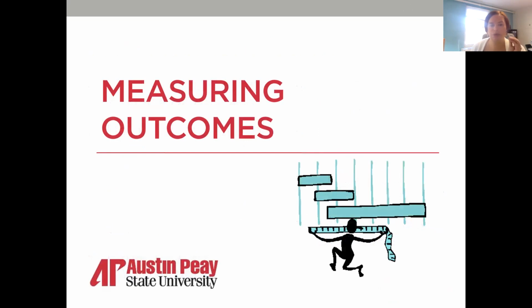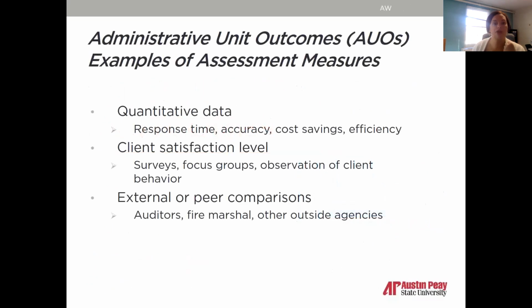So now we want to think a little bit about measuring those outcomes. So once we have the outcomes, we have to be able to measure how well we're doing them. So for administrative outcomes, usually that's things like quantitative data that we collect or that we learn to collect if we're not collecting it already. You know, things like response time or how accurate something is, how efficient something is. You kind of can define how you collect that. A lot of us are collecting different types of counting and stuff like that anyway. So this is a way to use that.